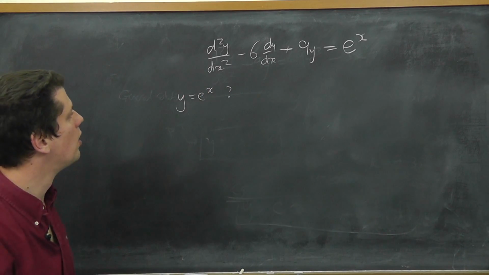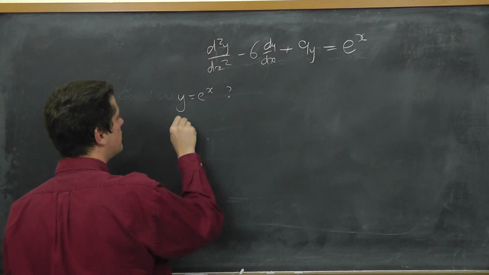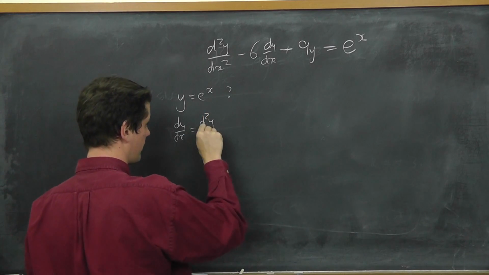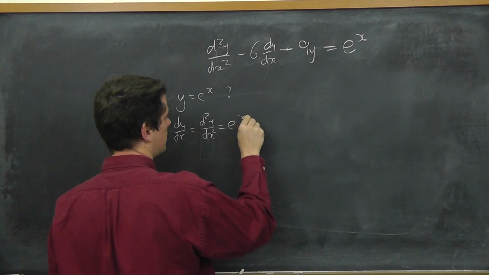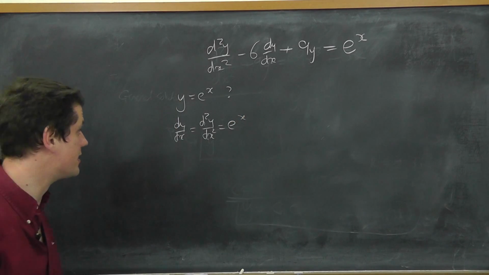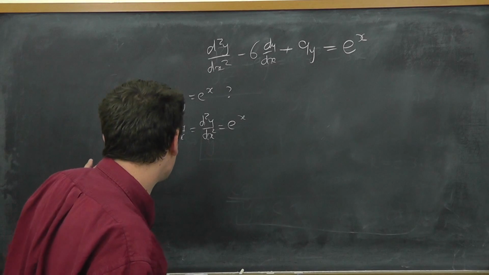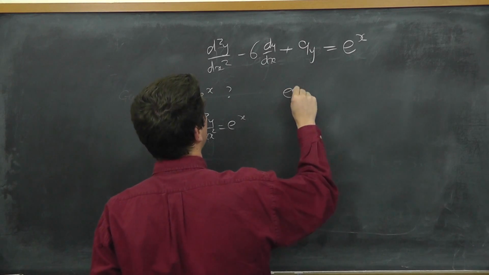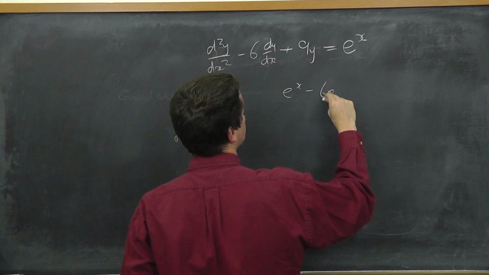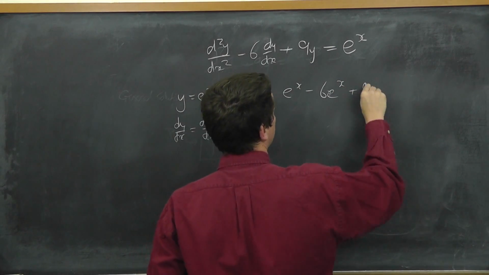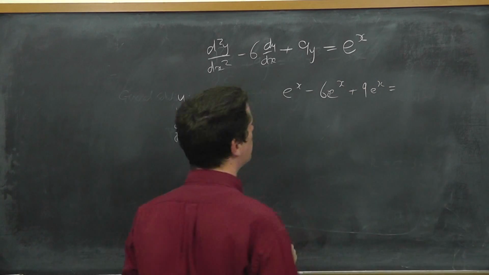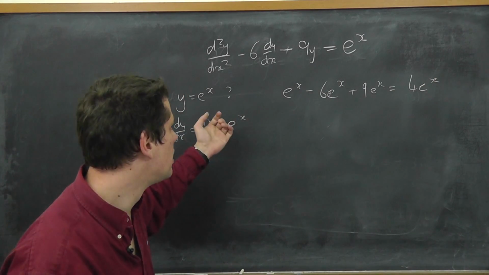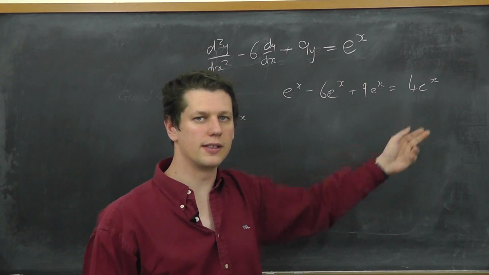Well, what do we get then? Of course, dy by dx, the derivative of e to the x, and indeed the second derivative of e to the x, are both still equal to e to the x. Differentiating e to the x doesn't change it at all. So when we substitute this into the left-hand side, we get e to the x minus 6e to the x plus 9e to the x equals 4e to the x, which isn't quite what we want. We wanted e to the x on the right-hand side, we've got 4e to the x.